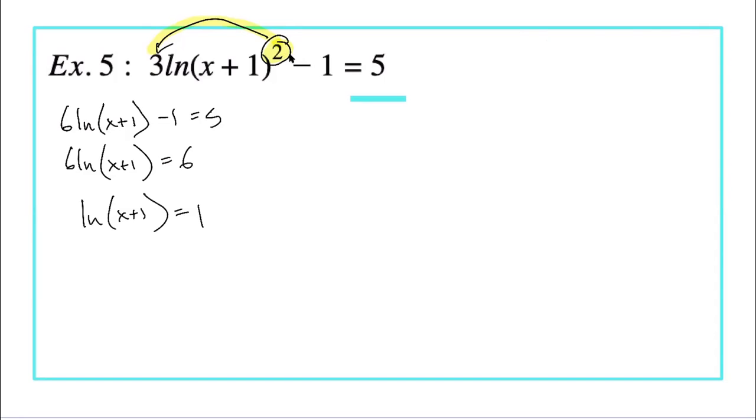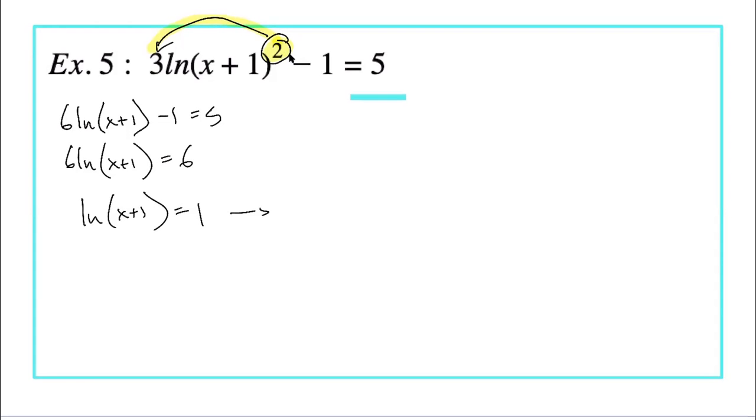E. E, I love it. Okay, so if you're totally there, you're like, I know natural log has a base of e, that's excellent. You can jump right to this. e to the first power equals x plus 1, okay?